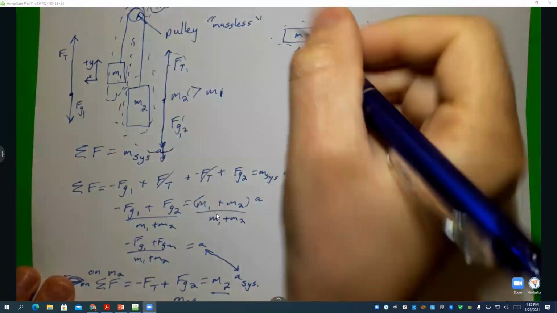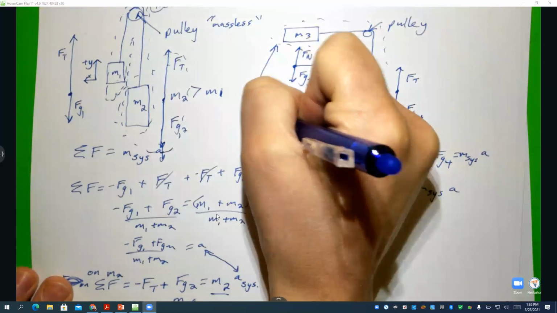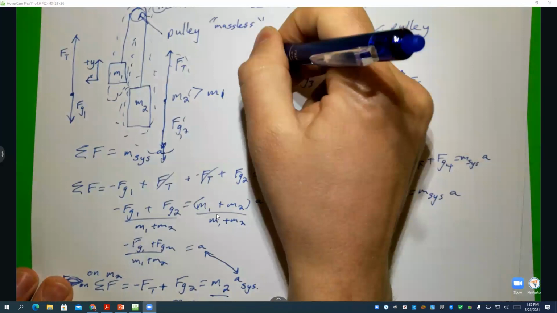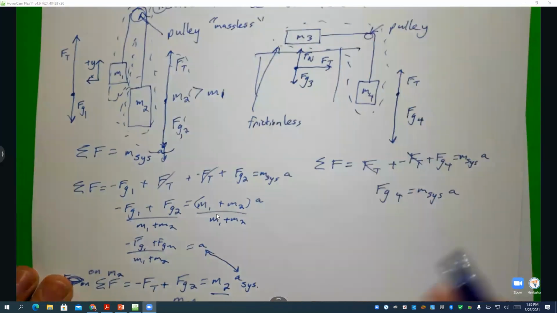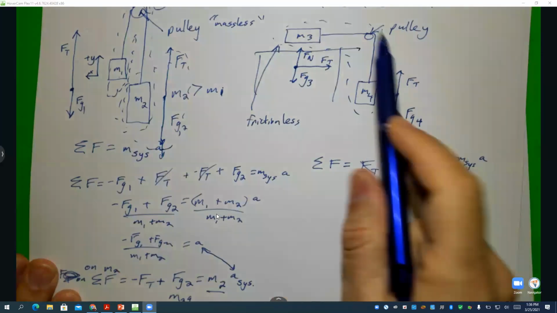Note, this is only true if this is on a frictionless table or something. Okay? And then you could use this in order to solve for the tension just like I did over here.